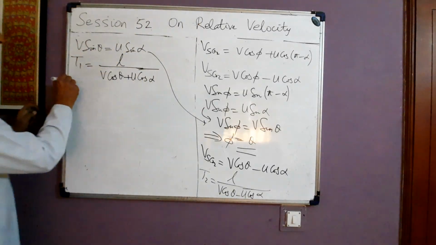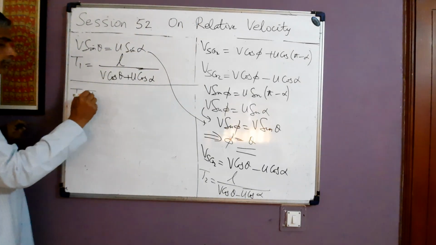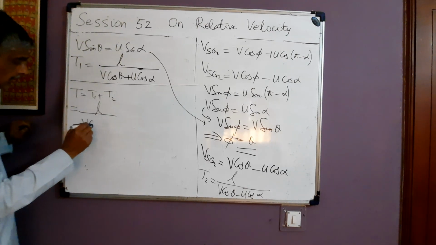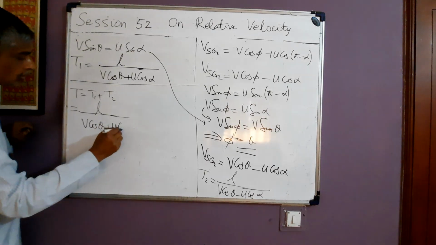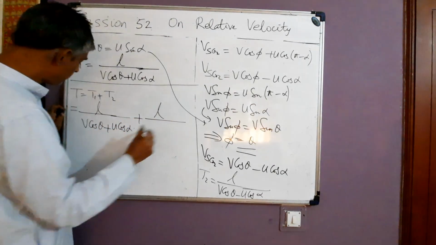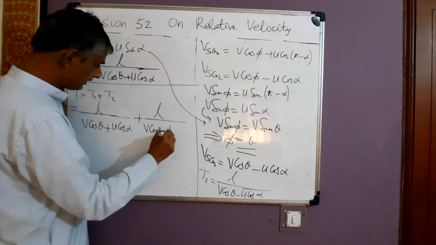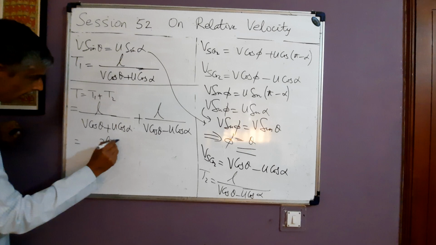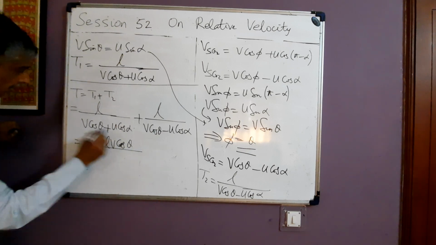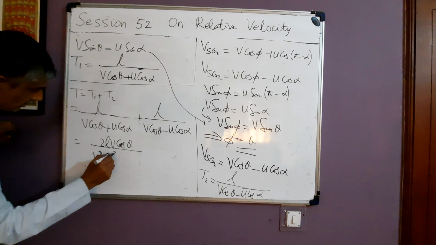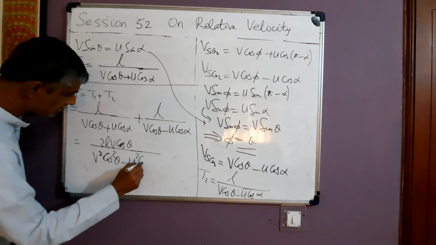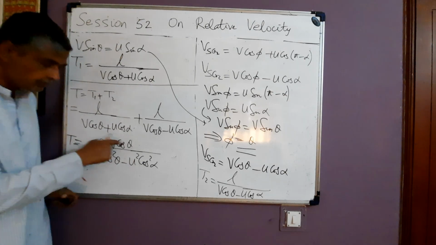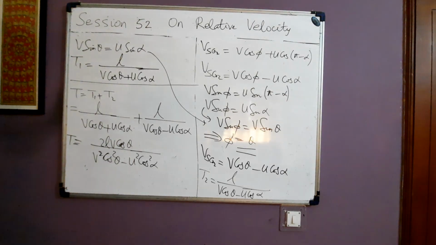So now we know that the total time for the complete journey is T equals T1 plus T2. The T1 we have already determined here: L by (V cos theta plus U cos alpha), and T2 becomes L by (V cos theta minus U cos alpha). Now we simplify it. It becomes 2LV cos theta by (V square cos square theta minus U square cos square alpha). This becomes T. Alright. So this is a quadratic in V cos theta.